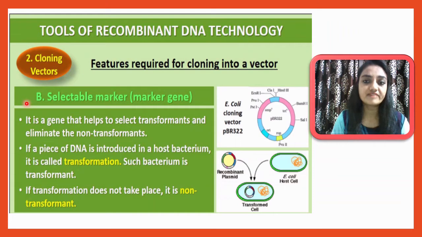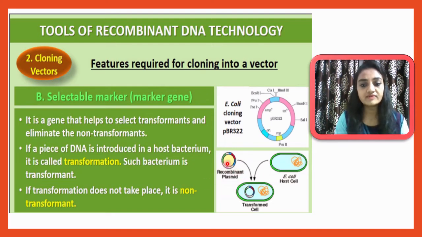The second important feature required in a cloning vector is a selectable marker, also called a marker gene. Why is this essential? It is a gene that helps to select the transformant. Otherwise these are all non-visible; we cannot see them with the naked eye. So how can we detect whether the plasmid has been transferred or not?